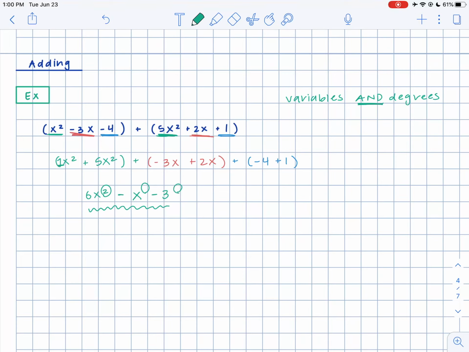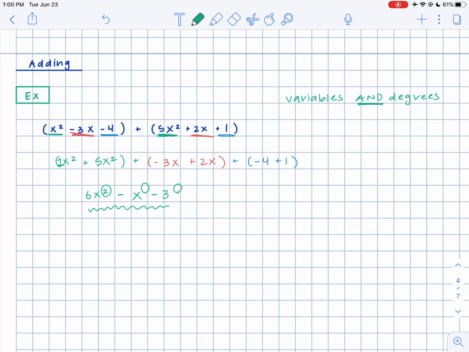Okay, so first, remember, we want to make sure we are in descending order. Go from a degree of 2, degree of 1, to a degree of 0. Go from a degree of 2 to 1 to 0. Good. Now let's identify like terms. 5x squared, 4x squared. Both have a variable x, degree of 2. 3x, negative x. They have a variable x and a degree of 1. Then our constants, 8 and negative 1. They have the variable x and a degree of 0.